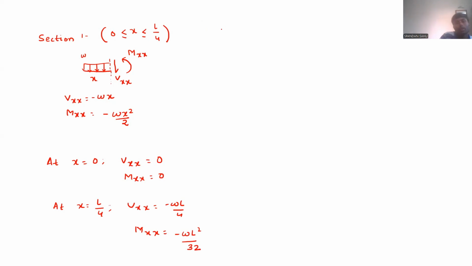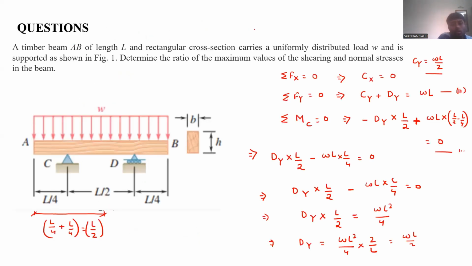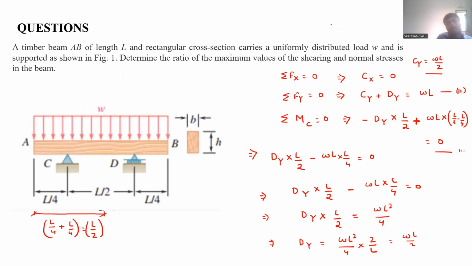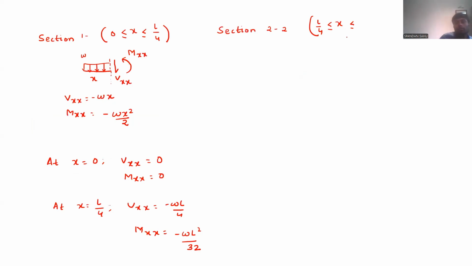Now, similarly, can you write for section 2.2, where section 2.2 will be between C and D, and where X will vary from L by 2 to L by how much? L by 4 to 3L by 4. Is this clear? Now draw the FBD again.